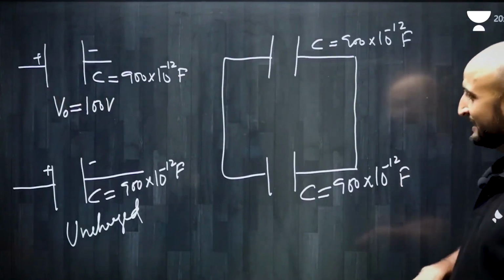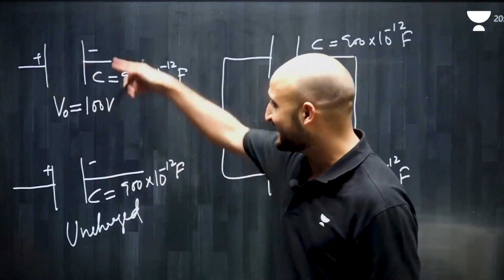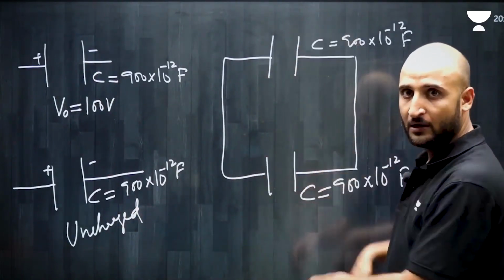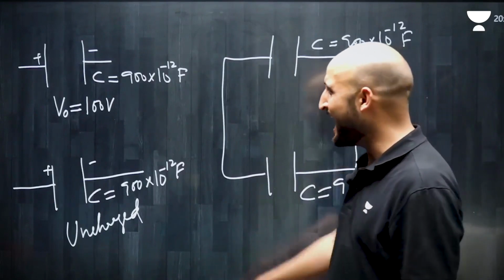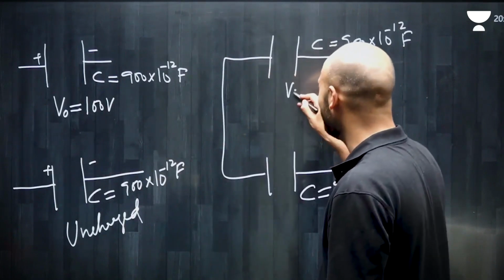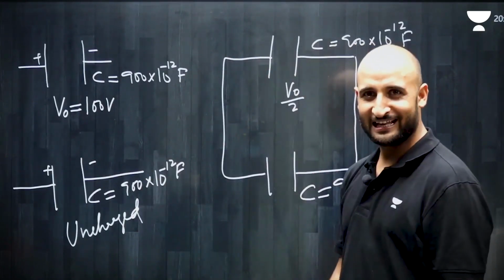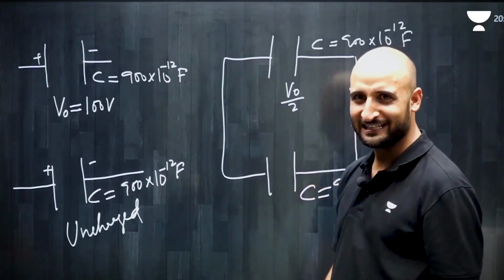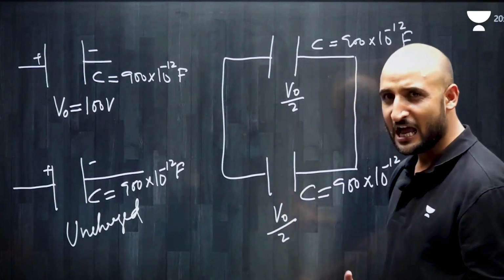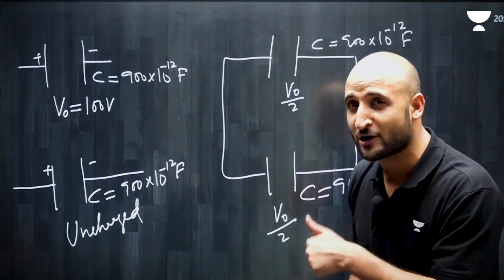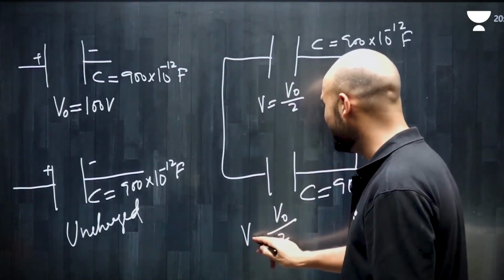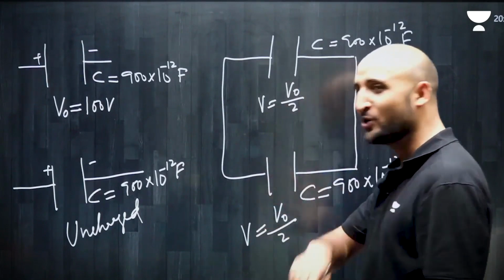Now, identical capacitors, one of them being uncharged. When you connect them, the common potential is going to be half of the initial potential. That means if initially it was V0, here it will be V0 by 2. Obviously that will be equal to 50. I hope you understand why this concept comes. Let me call this V now. V is equal to V0 by 2. The common potential is going to be V0 by 2.